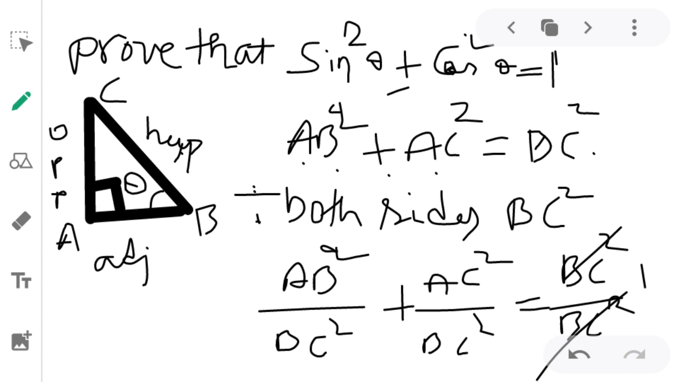What I am doing here is dividing the whole equation, the left hand side and the right hand side, by BC square. Divide both sides means divide both the left hand side and the right hand side of the equation by BC square. You can see here I have divided AB square by BC square plus AC square by BC square, and BC square becomes BC square by BC square. BC square cancels once, and AB square divided by BC square plus AC square divided by BC square remains.